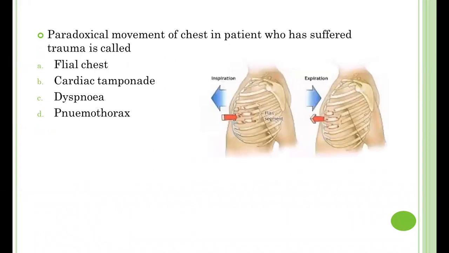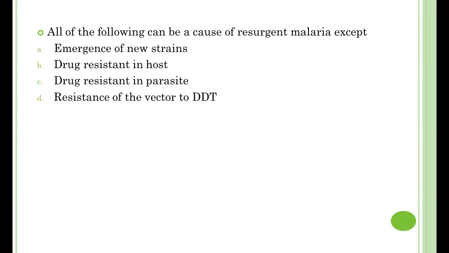Next question: paradoxical movement of chest in a patient who has suffered from trauma is called. Options are flail chest, cardiac tamponade, dyspnea, and pneumothorax. So paradoxical movement of chest is seen in flail chest. Moving to the next question.